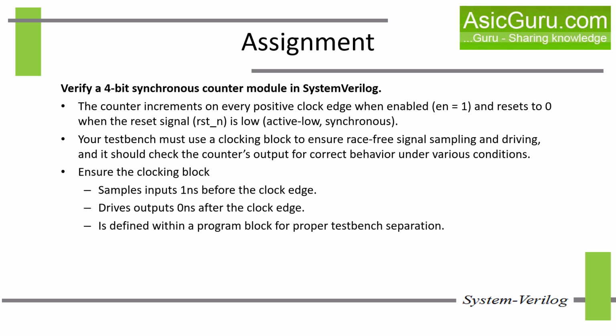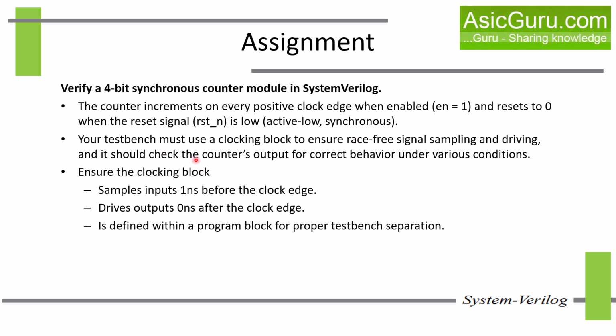Now this is a small assignment that will help you apply what we have learned about clocking blocks in a practical scenario. Here you have to verify a 4-bit synchronous counter module in SystemVerilog. This counter increments on every positive clock edge, but only when the enable signal is high, and it resets to 0 when the reset signal is low. This reset is active low synchronous, which means it triggers only on the clock edge.